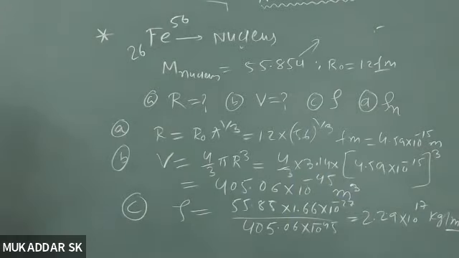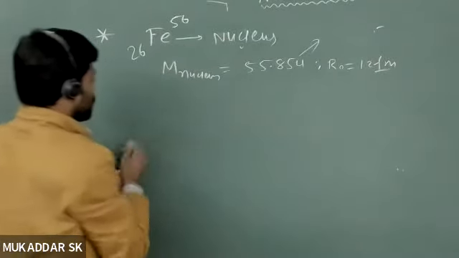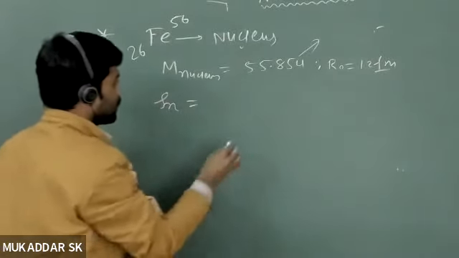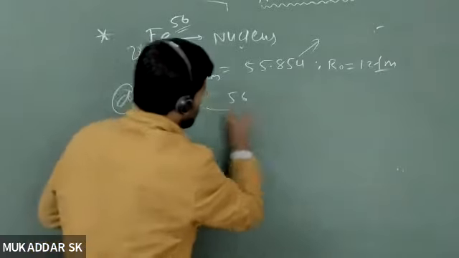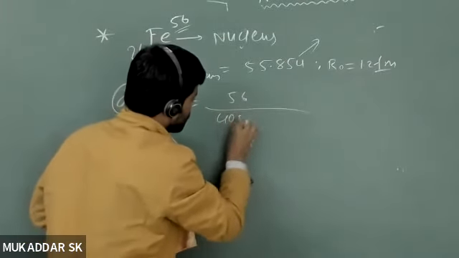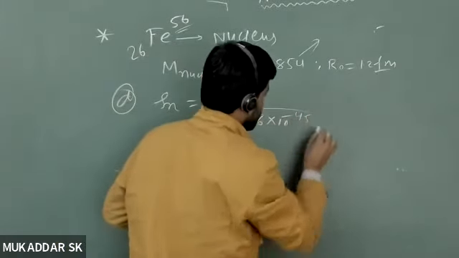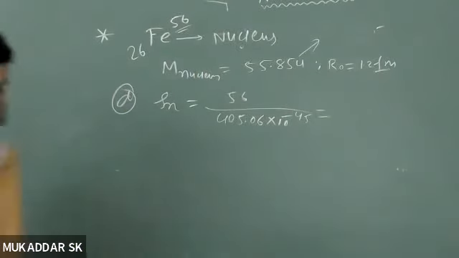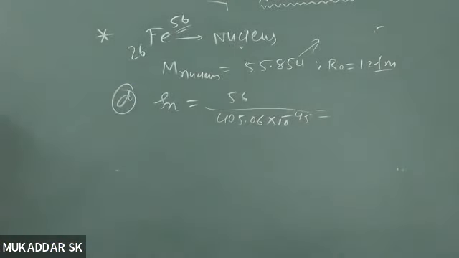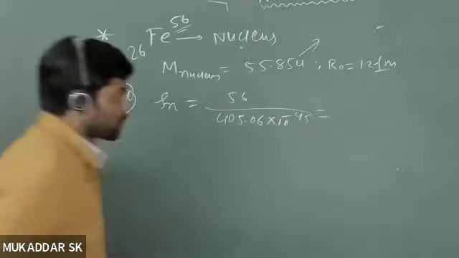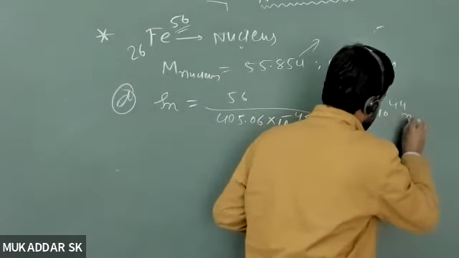Okay. And the next part is nucleon density. So what will be rho n? How much will it come? Number of nucleons, that is 56. So this is your D part, right? 56 divided by volume. Volume is how much? 405.06 into 10 to the power minus 45, right? So how much will you get? 1.38 into 10 to the power 44. Exactly, 1.38, right? 10 to the power 44 nucleons per meter cube.